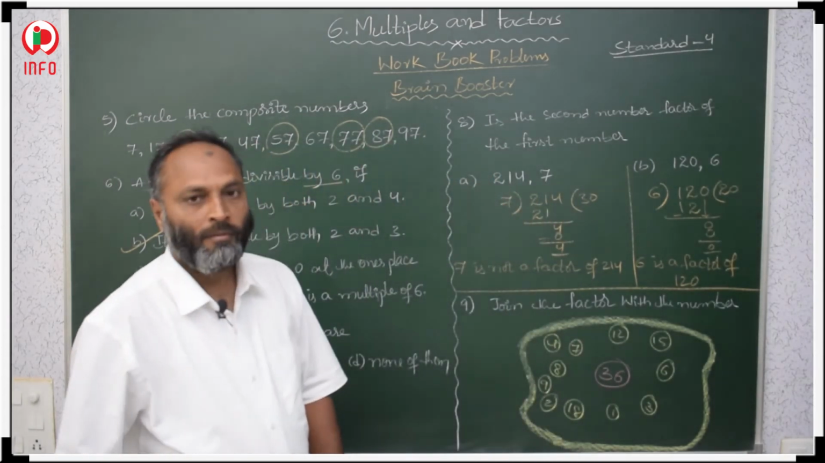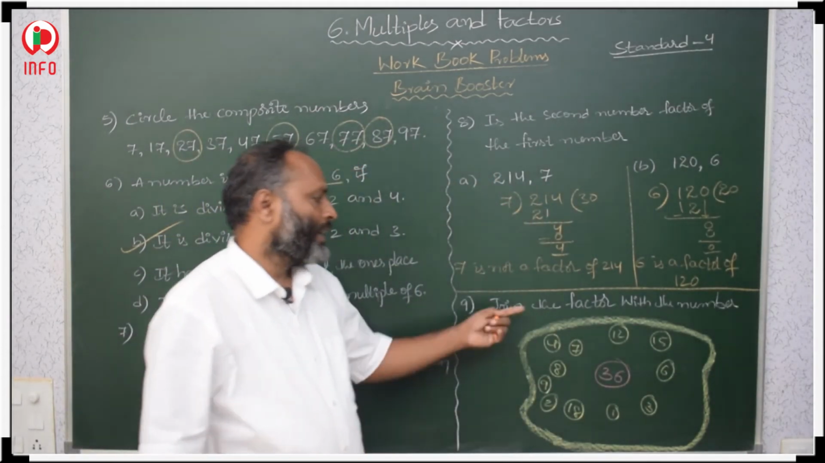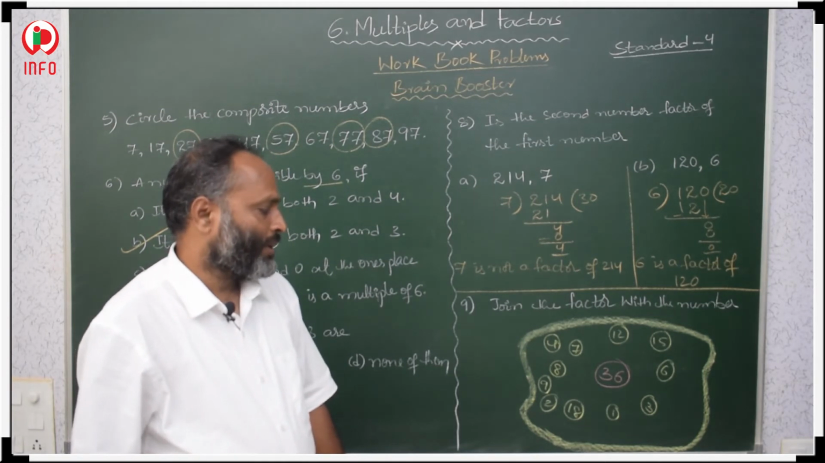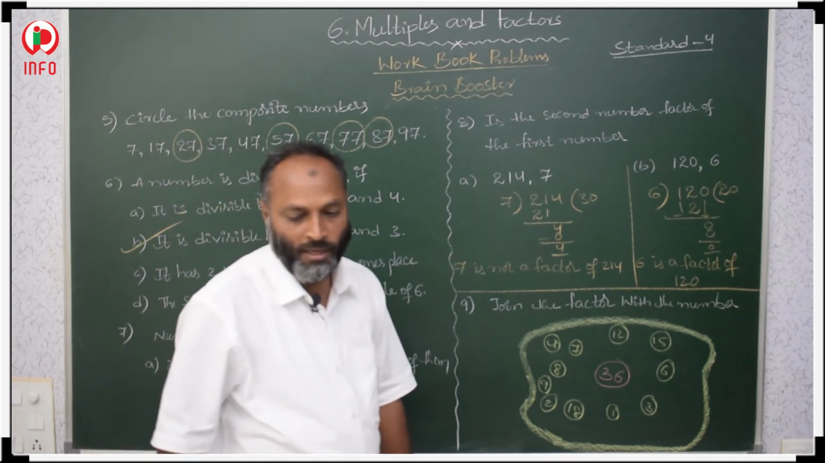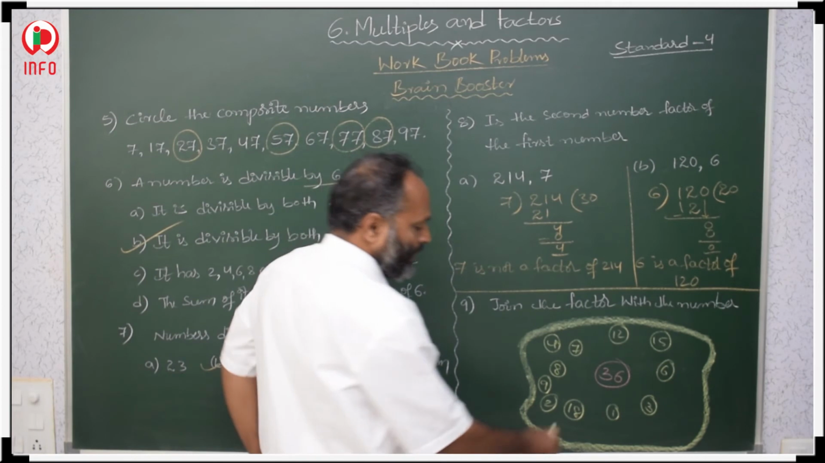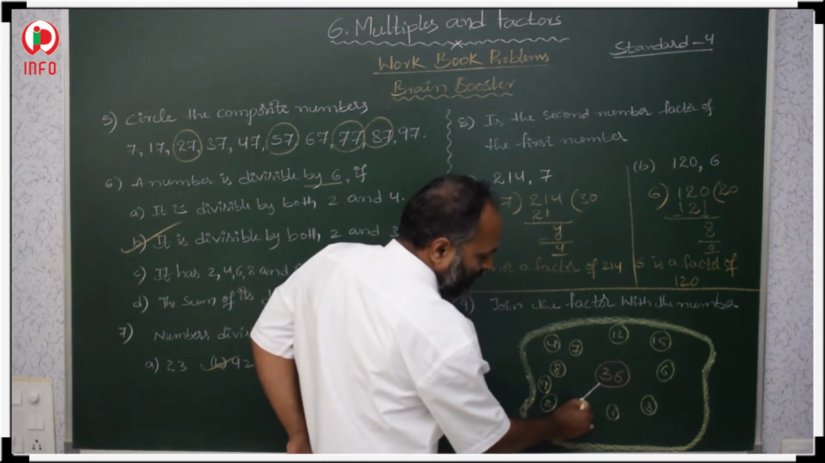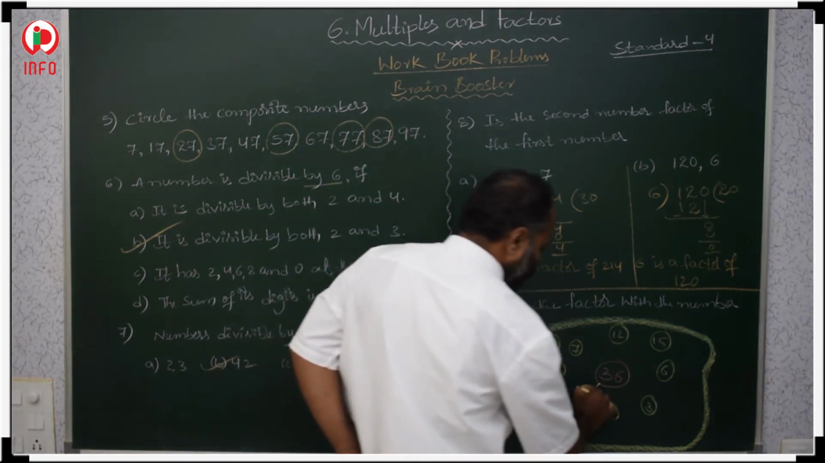Okay. Now join the factor with the number. How is it? See here. First you connect 8 and 36. 18 into 2.